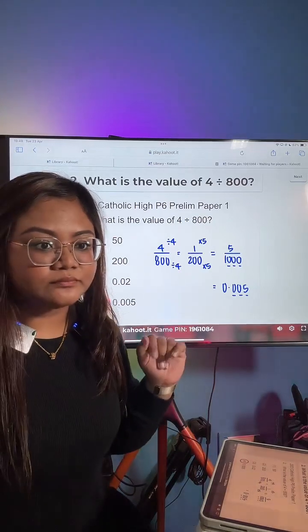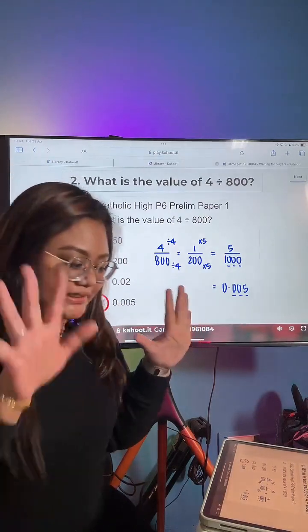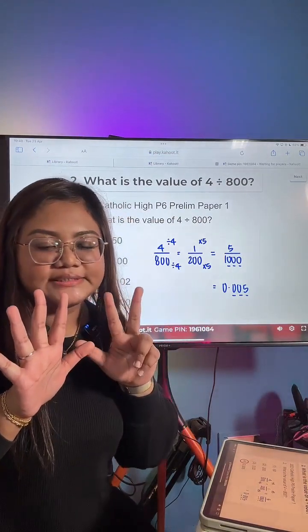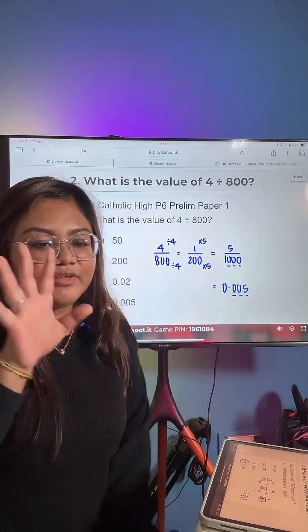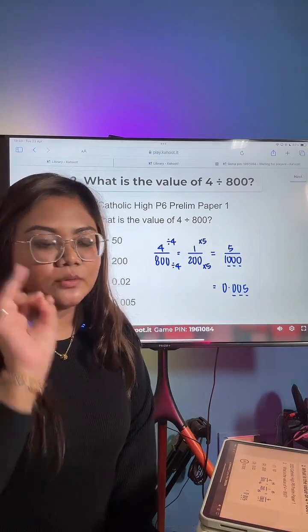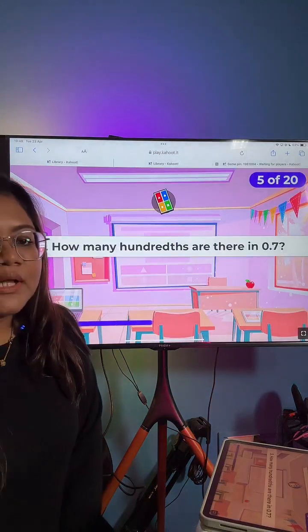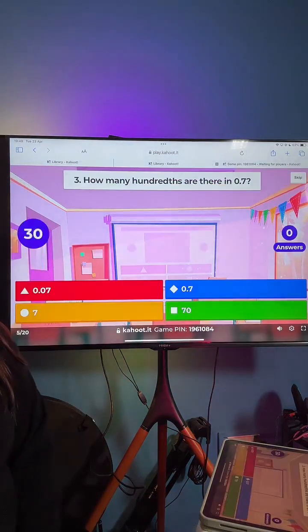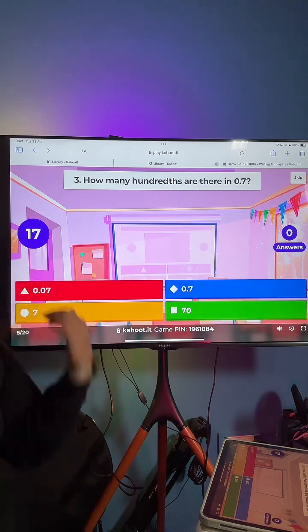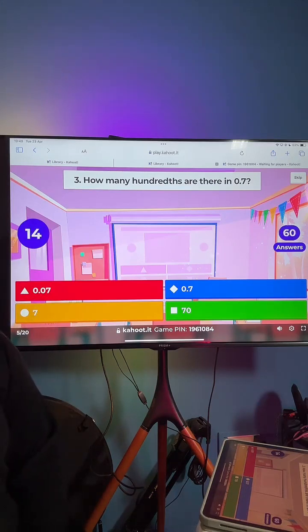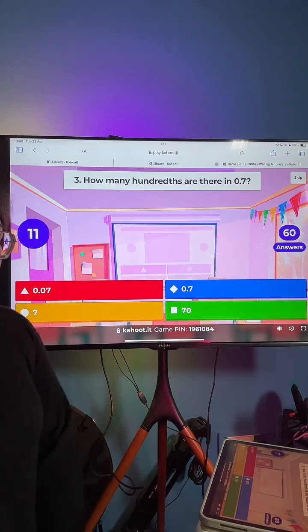Ready so far? 10 more seconds. 10, 9, 8, 7, 6, 5, 4, 3, 2, 1. Let's go to the next question. Question number 3. How many hundredths are there in 0.7? You have 20 seconds left. Final 8 seconds.